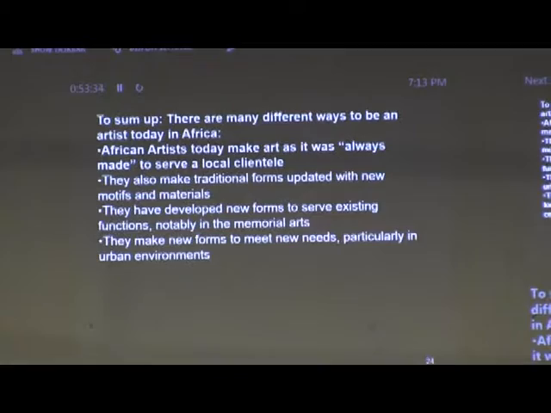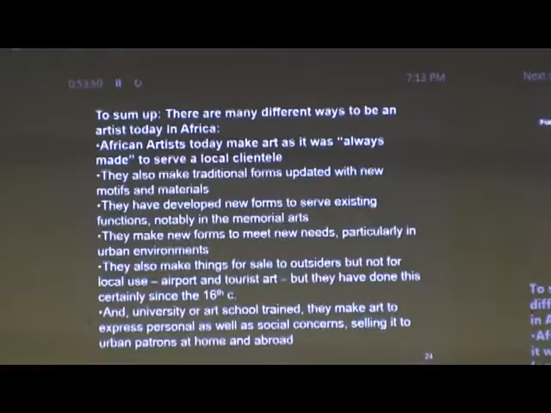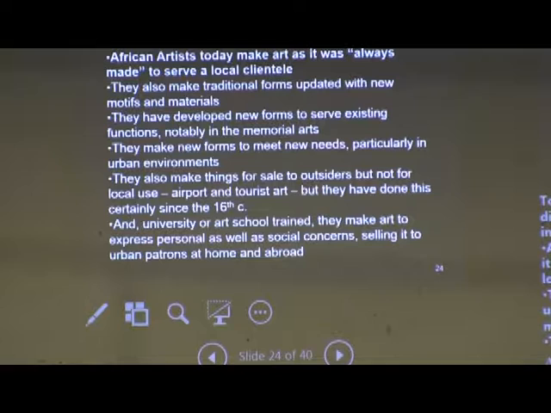And indeed, they also make things for sale to outsiders on the one hand that they don't make for themselves, the tourist art and the airport art. And they make things that they do sell to outsiders as well as to their own people if they can get people to buy them, which express personal as well as social concerns, like the artists in any other part of the world today who are functioning in that global context.